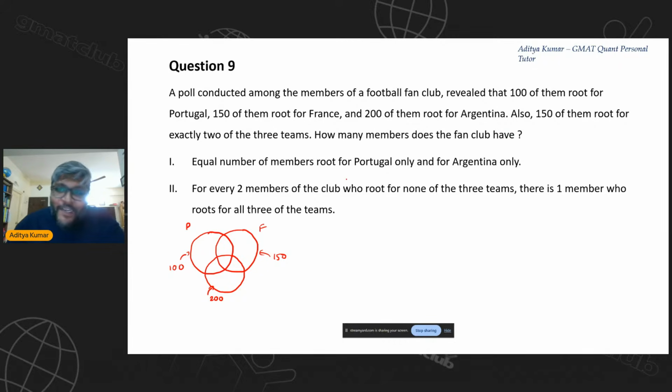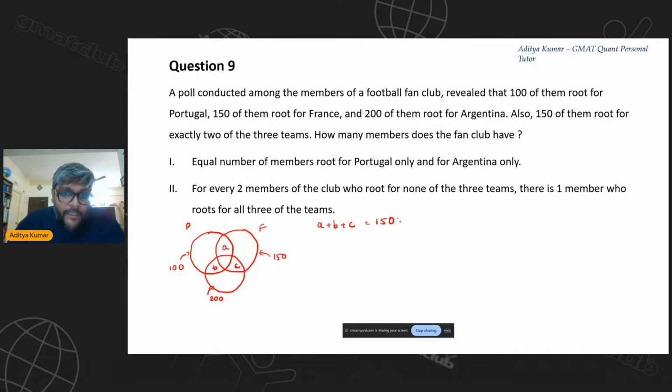But let's continue. Also, 150 of them root for exactly 2 of the 3 teams. So 150 of them root for exactly 2 of the 3 teams. Now, which portions of my Venn represent exactly 2? It's this, this, and this. So I'm going to call it A, B, and C. So I know A plus B plus C is given to me as 150.